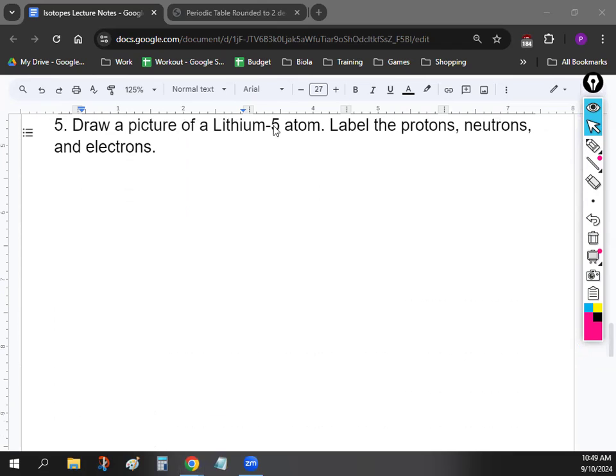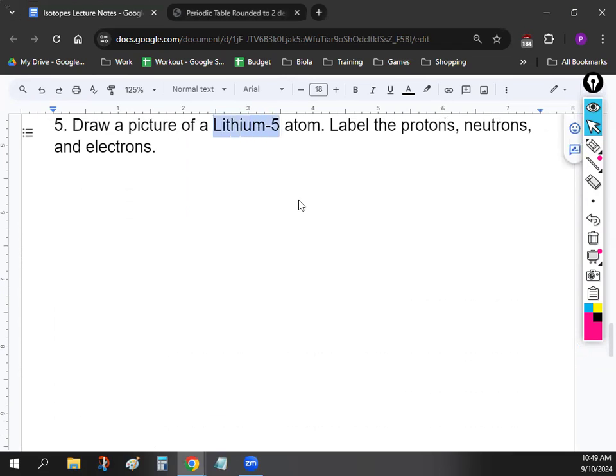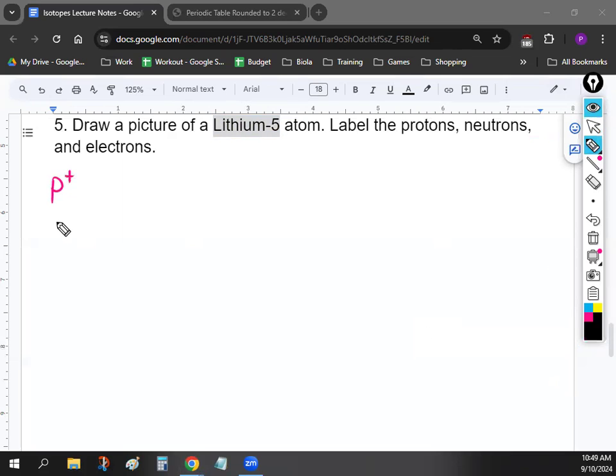So number 5, we're going to draw a picture of lithium-5, and we're going to label the protons, the neutrons, and the electrons. So similar to what we did last class, we want to figure out how many protons, how many neutrons, and how many electrons this atom is going to have. So we're going to figure all 3 of these out, and then we can put them together in our drawing. Okay, so here we're looking at lithium-5.